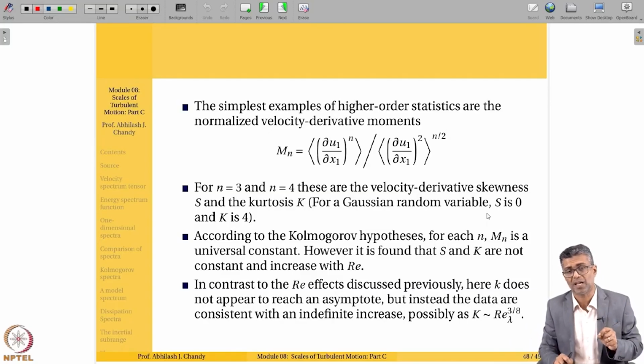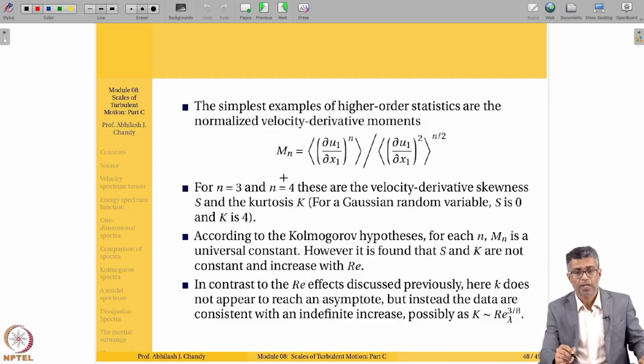The simplest example of a higher order statistic is the velocity derivative moments, calculated as M_n equals the average of (del u1 del x1) to the power of n, divided by the average of (del u1 del x1) squared, to the power of n over 2. If n is 3, you have the velocity derivative skewness. If n is 4, you have the velocity derivative kurtosis. This is your third order moment and your fourth order moment. This is a simple higher order statistic to be looking at.